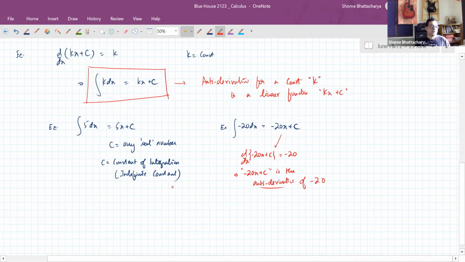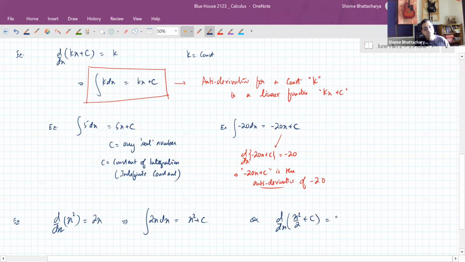Okay. Now likewise, we can see that differentiation of x square is equal to 2x. So that means integration of 2x is x square plus c, or we can see that differentiation of x squared divided by 2 plus any constant will give us x. So that means integration of x dx is x squared by 2 plus any constant. Okay.